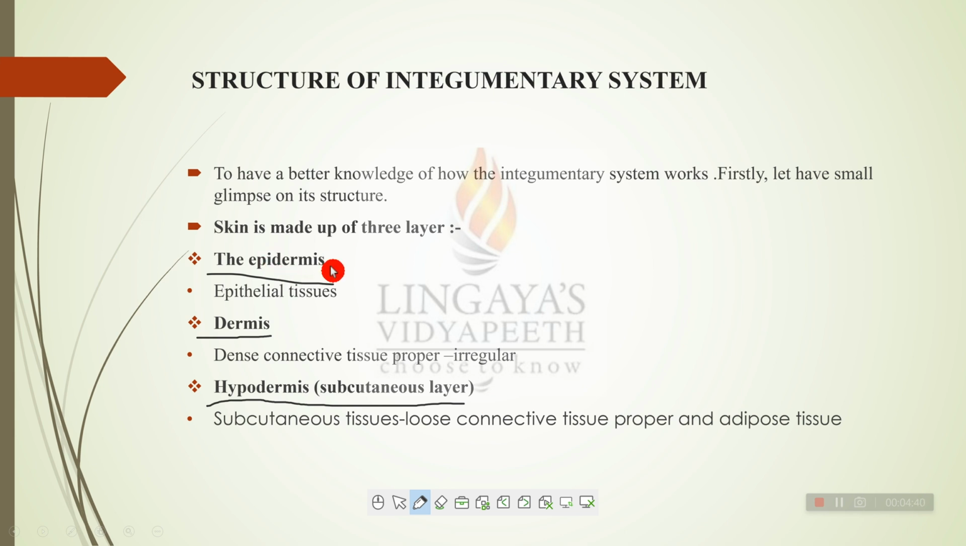The epidermis is the outermost layer, providing the initial barrier to the external environment. It is separated from the dermis by the basement membrane, also called the basal lamina. The deepest layer is the hypodermis, which is also called the subcutaneous layer. It is made up of connective tissue proper and adipose tissue. The epidermis is made up of epithelial tissues, and the dermis is made up of dense connective tissue, proper and irregular both. Hope this is clear to you now.